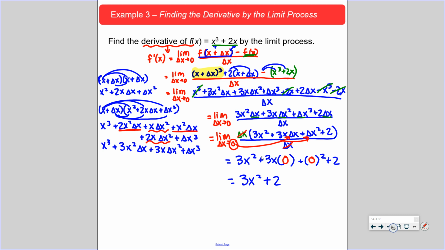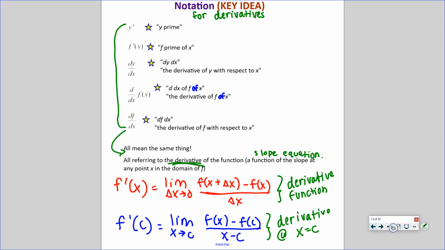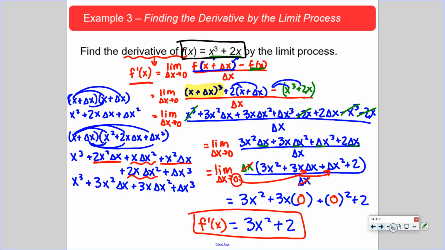And this is my f prime of x, which stands for the derivative. So that is the equation that would give me all of the slopes at every single x value of this equation. All of the slopes of the tangent lines at every single point. So remember, your derivative, it's a function, it's an equation, it's a slope equation. Okay? They didn't ask me to find the derivative at a specific point. They asked me to find the actual derivative, and the derivative is a function. So that's why we got something out with x's, right?